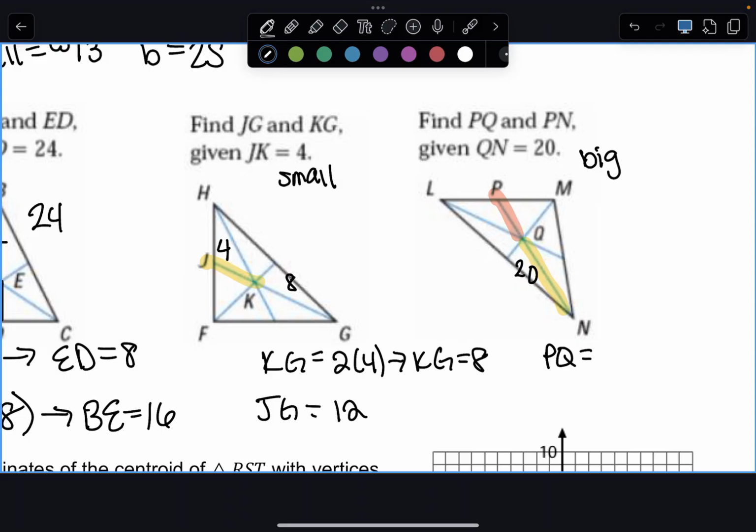To go from big to small, what do I need to divide by? Here we multiplied by 2. What should I divide by to do the opposite? 2. Divide by 2. So 20 over 2 is 10. So my small piece is 10. Which means my whole thing, if I add those together, 20 plus 10, I get 30. Questions on that one?